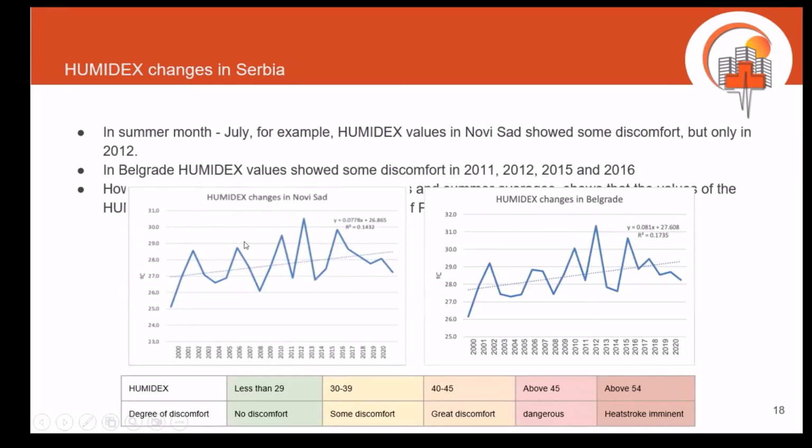For July and August, when we are looking at the summer months, for example, in July in Novi Sad, we can see some discomfort, but only in 2012. So it's over 30. We see here there is some discomfort. Less than 29, we can say that there is no discomfort. When we're talking about Belgrade, then we see that there are more years in this area, 30 to 39 degrees. So it shows also some discomfort.